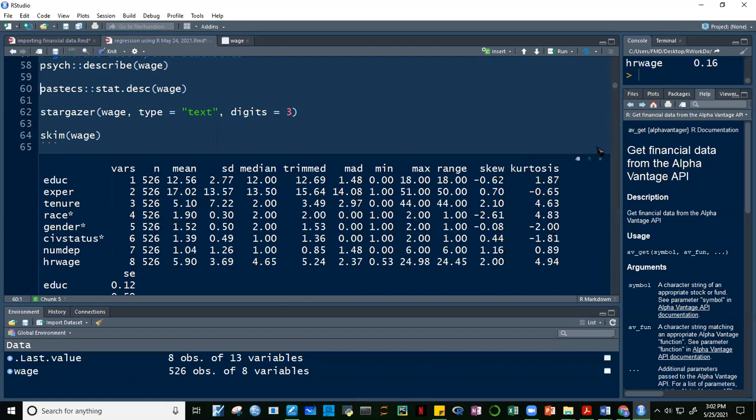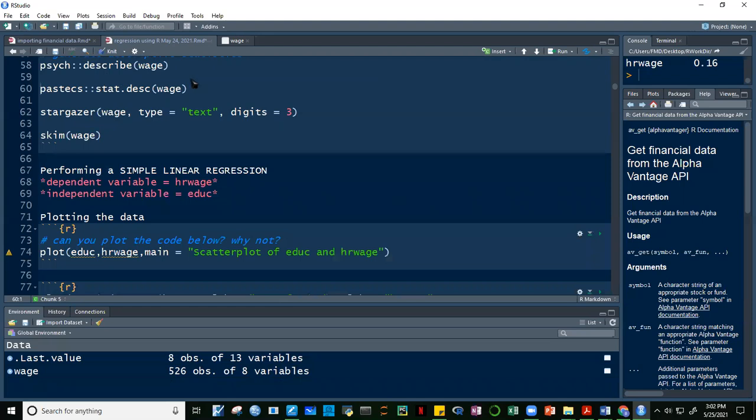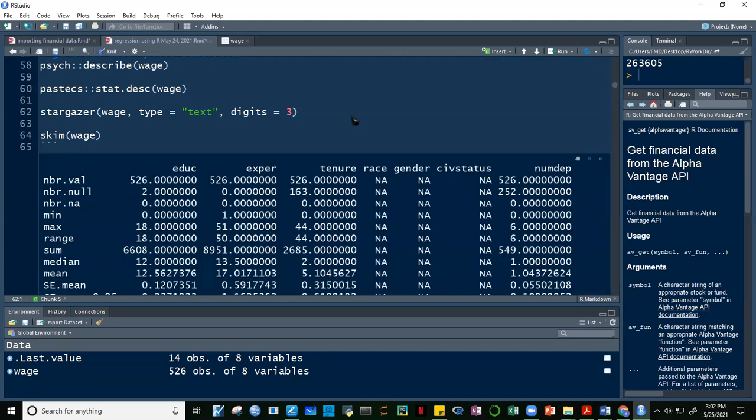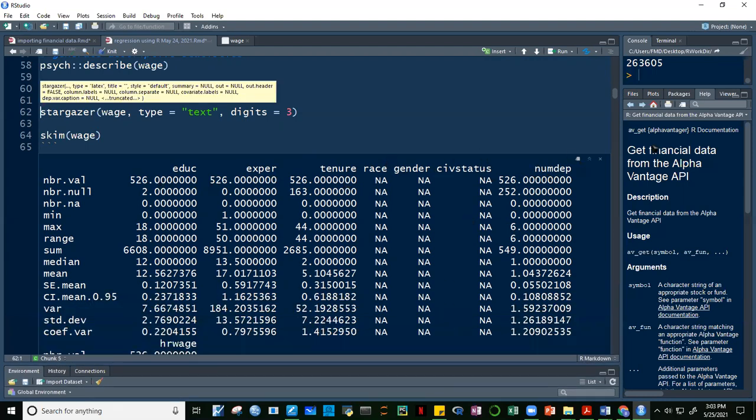Okay. So aside from that, pwede din natin gamitin si package na pastecs. You can have here stat.desc yung wage. Ang kaibahan lang nito, yung variables nito, andito sa column. Unlike si describe kanina, baliktad siya.